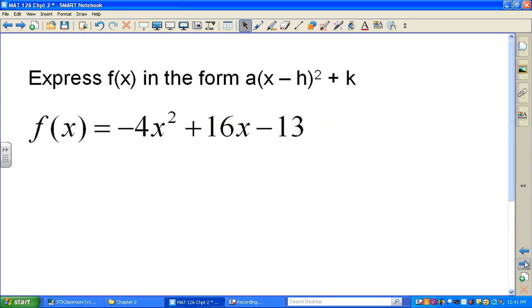Should we do another one, or you got the idea? This one's a little bit more difficult. This is more like a test question. Should we go through it? Let's go through it. We're here, we might as well.